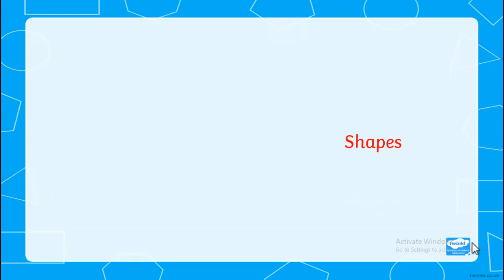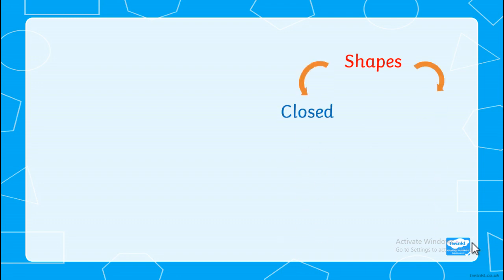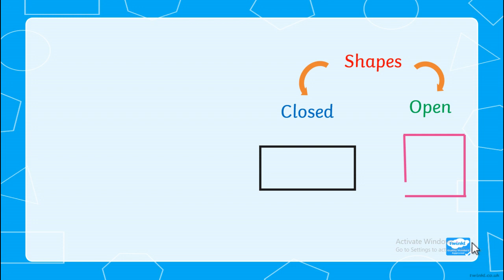For example, shapes are two types: closed or open. A closed shape is like a rectangle, a circle, a square. All of them are closed shapes. An open shape is a shape that has an open end. The last side is not closed perfectly. So this we call an open shape.